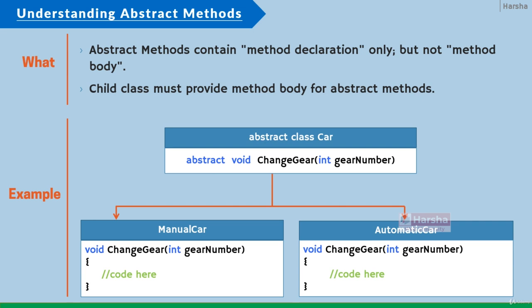And also you can declare the abstract method only inside the abstract classes. In a normal class, you cannot declare any abstract method. If you try to do so, you will get a compile time error saying that an abstract method can be declared only inside the abstract classes.